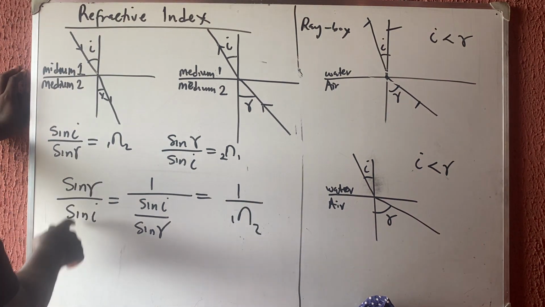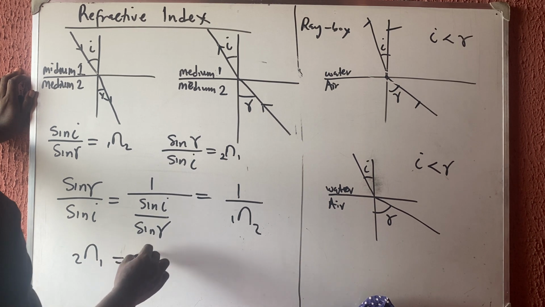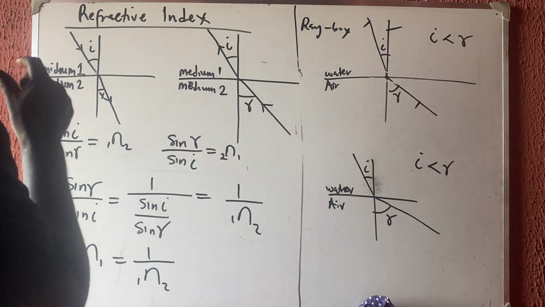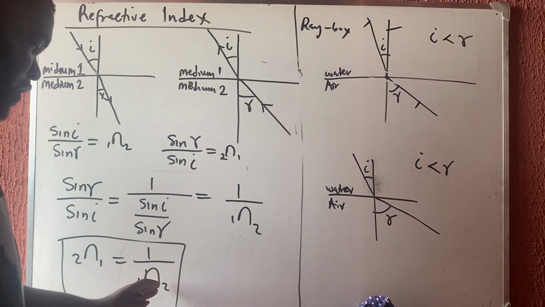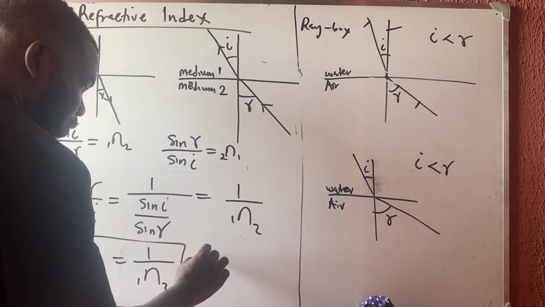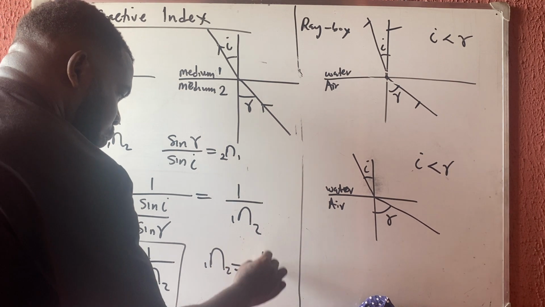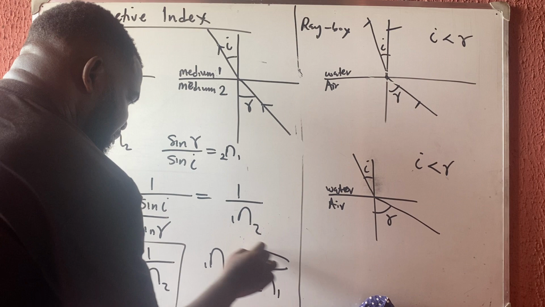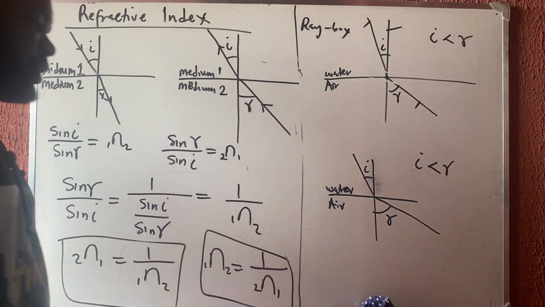Now, but I know that this normally means the refractive index from 2 to 1 is equal to 1 over the refractive index from 1 to 2. So this is an important formula to know, but let me write it very well. They can change position. The refractive index from medium 1 to 2 is equal to 1 over the refractive index from medium 2 to 1. Very important formula to note. We'll use it in calculation, please. Very, very important.